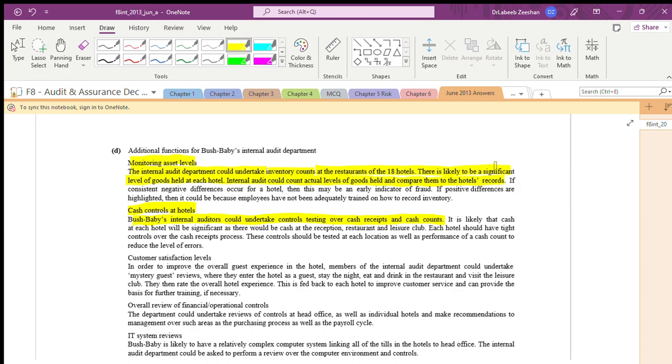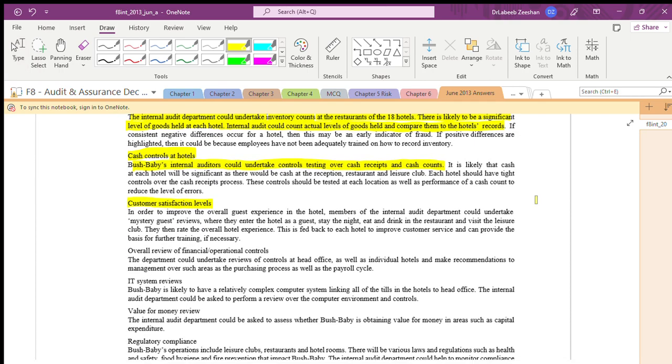Now, the internal auditor will also have this survey: customer satisfaction levels. They will undertake mystery surveys, where they can enter as a hotel guest and stay the night, in order to improve the overall guest experience. They also have an overall review of financial or operational controls. Internal audit could review the controls at head office. They are talking about individual hotels, and they can make recommendations to the management.